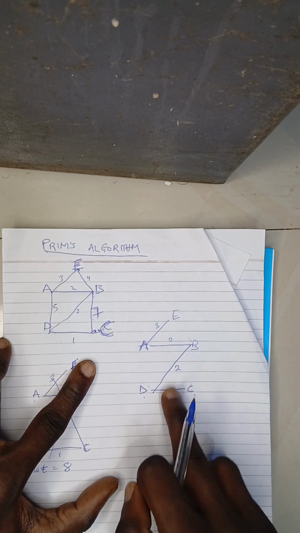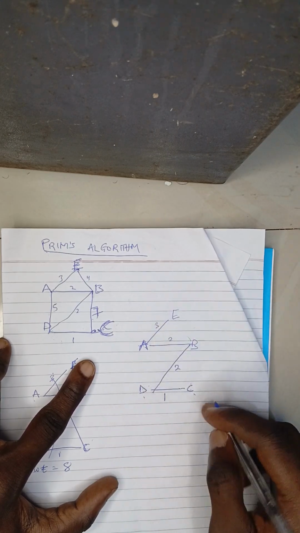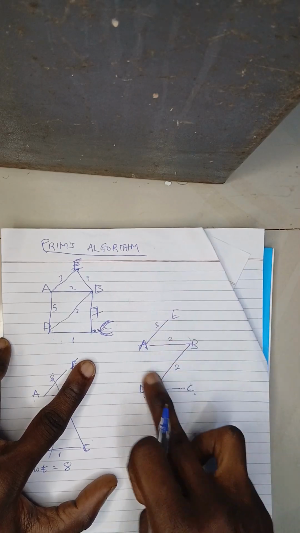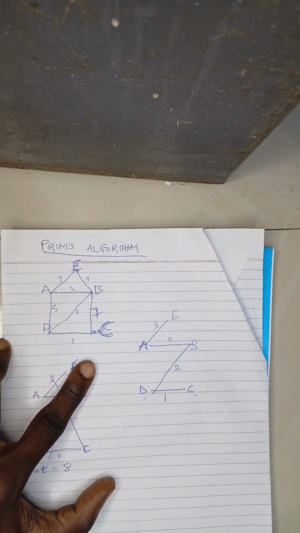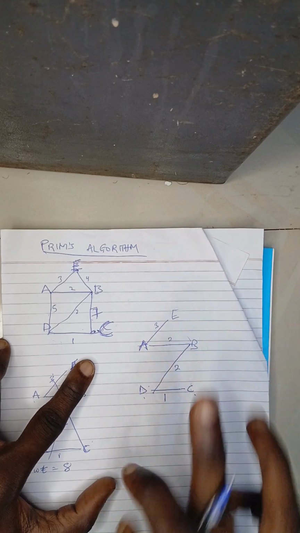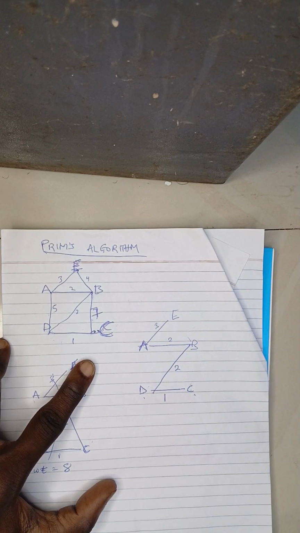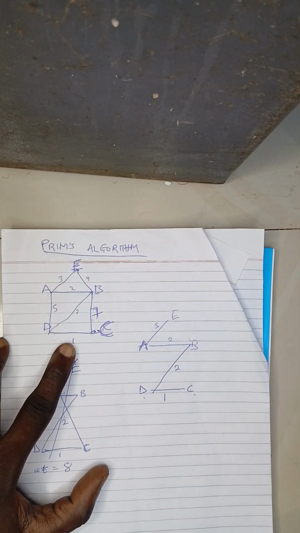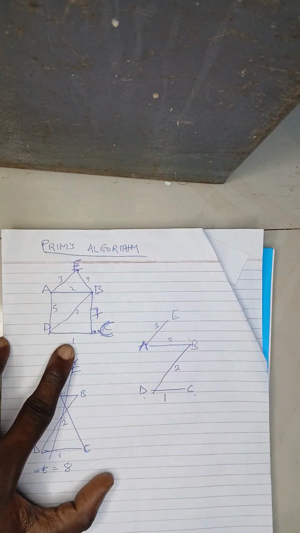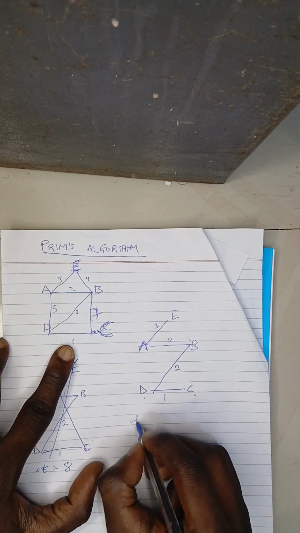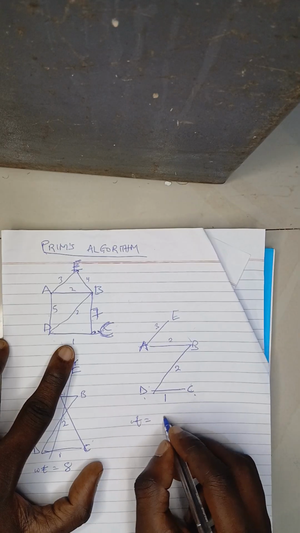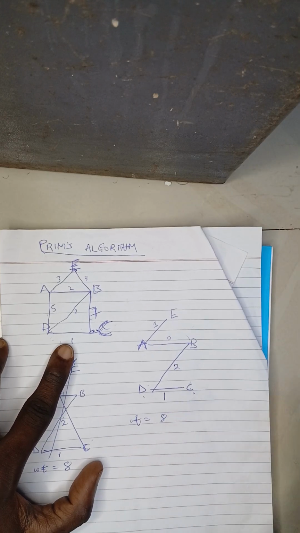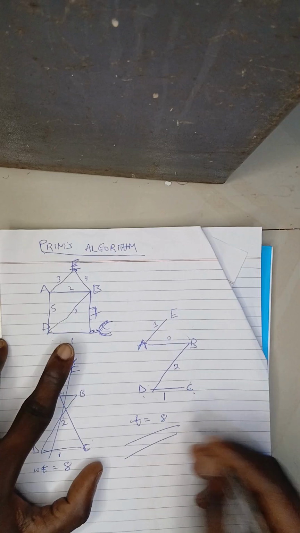So right now we have 1, 2, 3, 4 lines, condition satisfied. 1, 2, 3, 4, 5 vertices, condition satisfied. Are they all connected? Yes, they are all connected. Condition satisfied. Did we use the least values? 1, 2, 2, 3. Yes, we use the least values. Condition satisfied. So the weight of the algorithm is equal to 8. That means we are done.